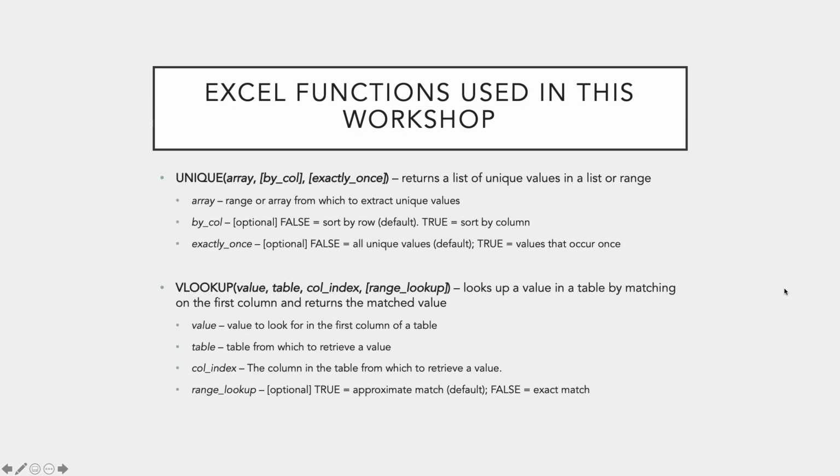And there are 2 main functions that we're going to be using in Excel for this workshop. It's the unique function, which returns a list of unique values in a list or a range. And then we're going to use the VLOOKUP function, which you can use to look up a value in a table by matching on the first column and returning the matched value. It sounds a little bit complicated, but I'm going to demonstrate how we do this, and it'll become a lot more clear as we go through the workshop itself.